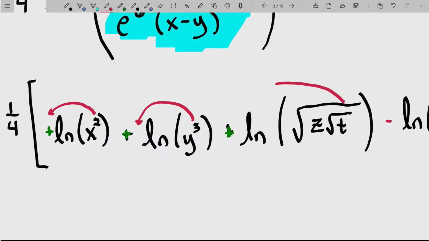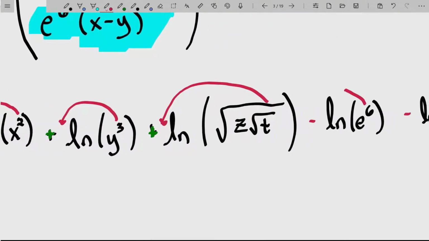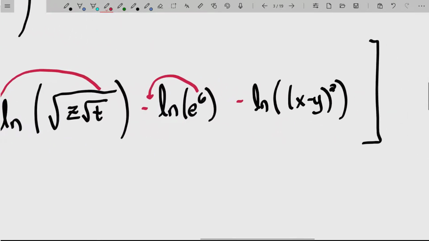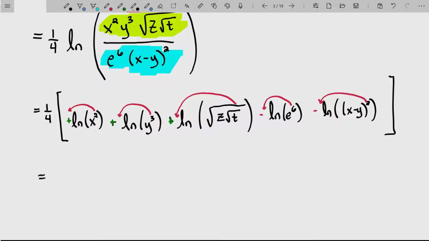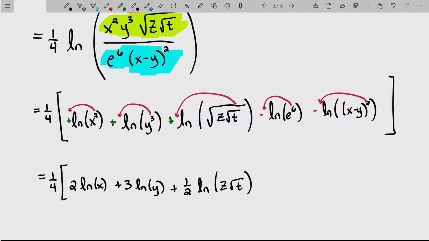I'm going to write this, but it's the 1/2 power on that picture. The 6th power can be written out here, and the 1/2 power can be written out here. So I'll go ahead and zoom out and do that mathematics. So I have 1/4 times a big old group of things, 2 natural log of x. So that one's pretty much done, completely expanded out, plus 3 natural log of y, plus 1/2 natural log of z root t, plus, let's see, what else we have? Oh, I'm sorry, minus 6 natural log of e, and minus 2 natural log of x minus y.